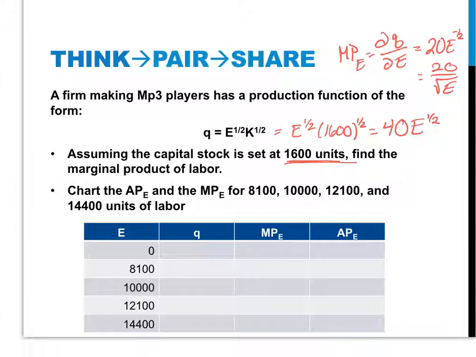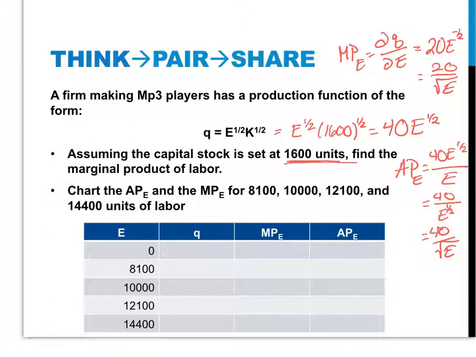How do we find the average product of labor? We just divide total product by E. So the average product of labor is going to be 40 times E to the 1/2 divided by E, which is 40 divided by E to the 1/2, or 40 over the square root of E. So now we can fill in our table. We have an equation for output, for marginal product of labor, and for average product of labor.